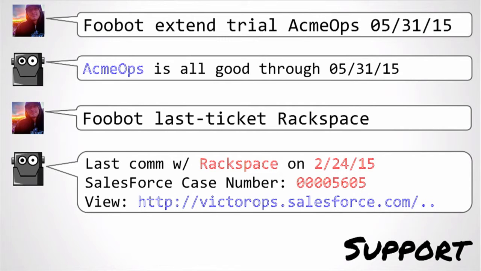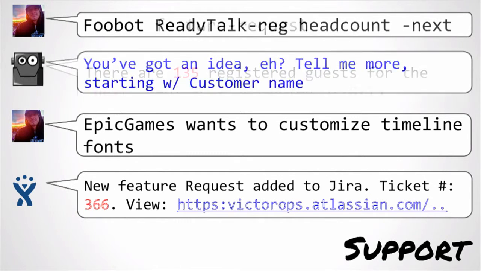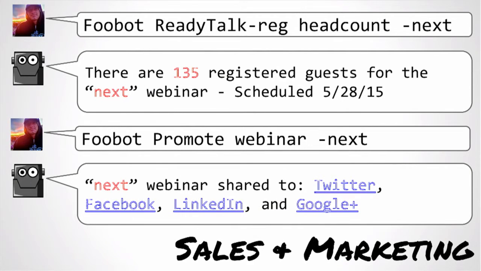How about support? Our support team loves to extend trials. They also like to check in on when was the last time we had a conversation with one of our customers. All that information is stored in some other service, but you can just get it right in chat, and that's super powerful. Our support team also likes to submit new feature requests on behalf of our customers. Previously, that was kind of a tedious step to go in and add that to whatever service we were keeping that in. But now you can just do it as though you're talking to another coworker. And using the power of APIs, we can add that into whatever feature request service we're using.